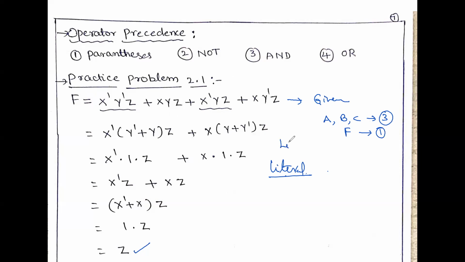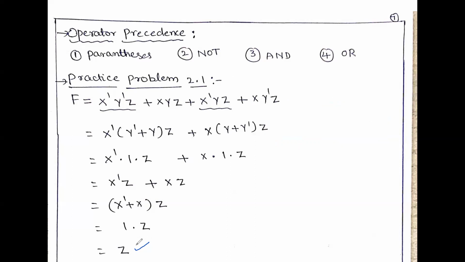Whereas the number of literals, we have to count. This is the first literal, x dash. This is the second literal. This is the third literal. 4, 5, 6, 7, 8, 9, 10, 11, 12. So the number of literals is 12. That means each and every input variable, available in either normal form or complement form any number of times in each product, is a literal. Now, what is our aim? The simplification of Boolean functions is done to get the minimum number of literals only.